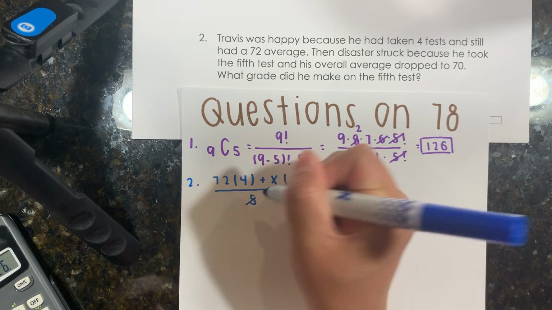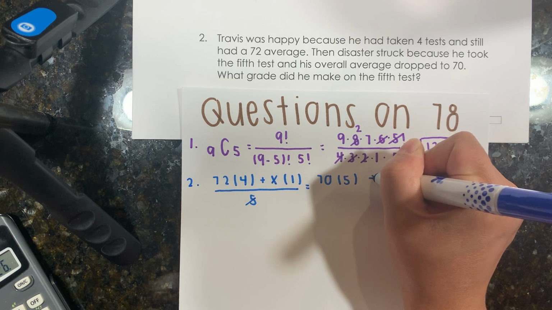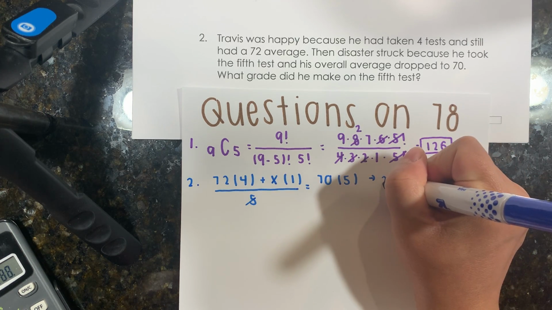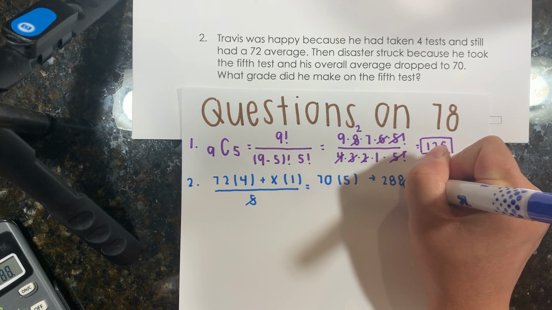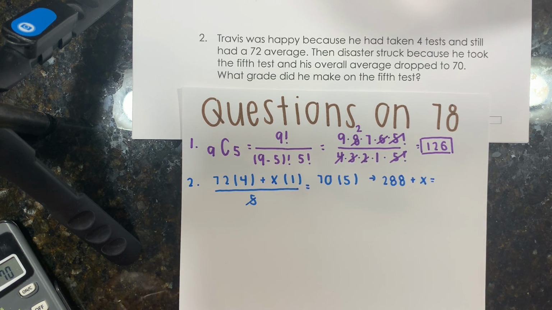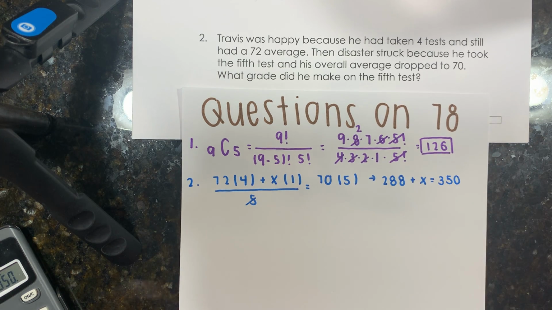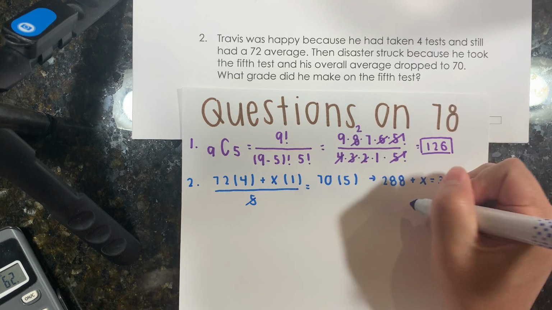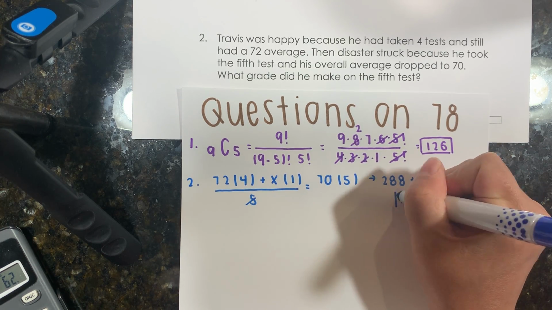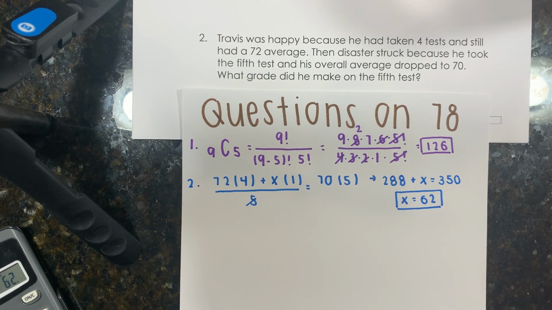So now what I'm going to do is multiply this side by 5 so that I end up with 72 times 4 would be 288 plus x is equal to 70 times 5, which is 350. And then subtract 288, we would get x is equal to 62. And that would be your result for number 2.